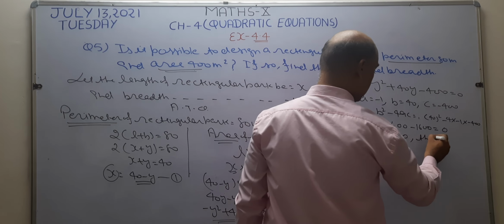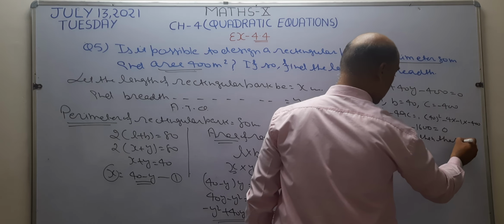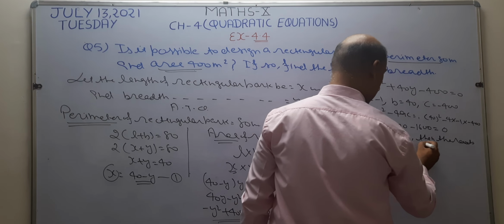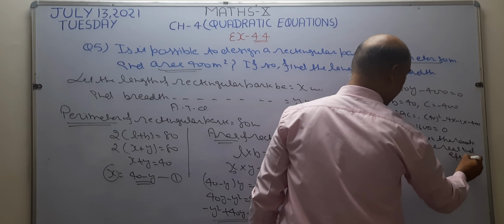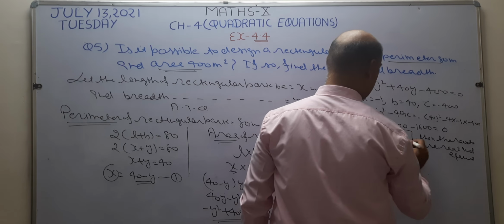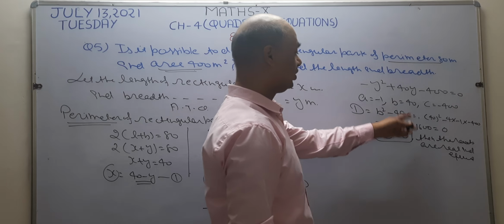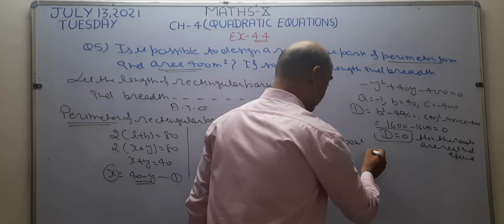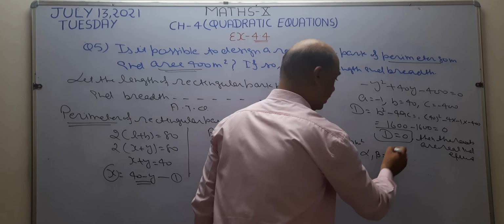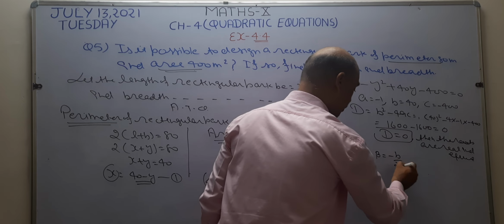Then the roots are real and equal, and you know when D becomes equal to 0, then the roots of the quadratic equation are real and equal. It means roots are going to exist. To find the roots alpha and beta in equal roots, formula is minus b upon 2a.